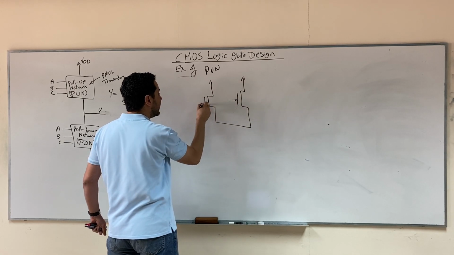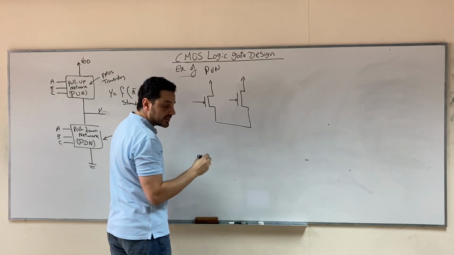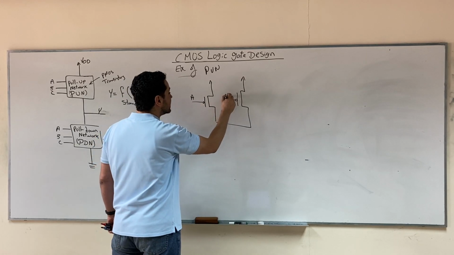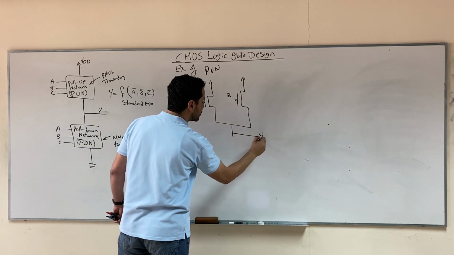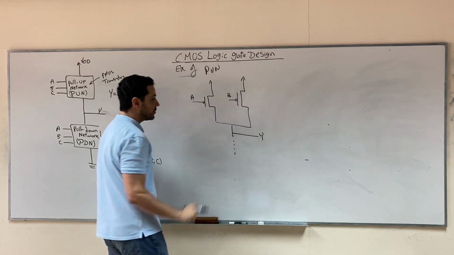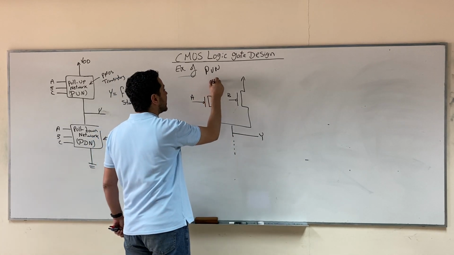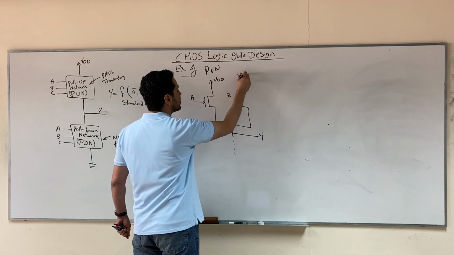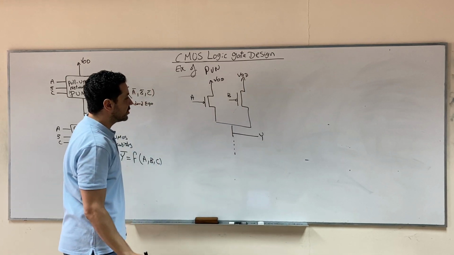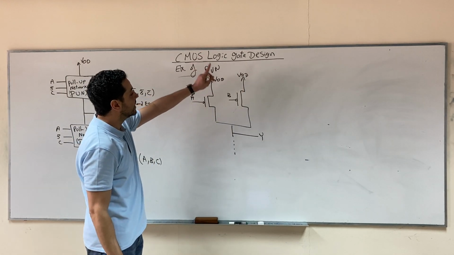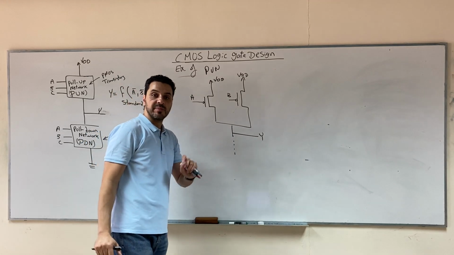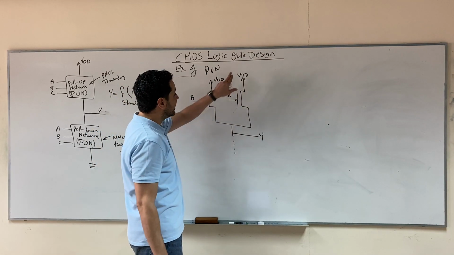And a bubble here, and this is A, this is B, this is the output Y, and then we have a pull-down network here. This is the supply voltage. As you see, the pull-up network consists of PMOS transistors and it is connected towards the high. As we agreed before, it is responsible to connect the output to high.